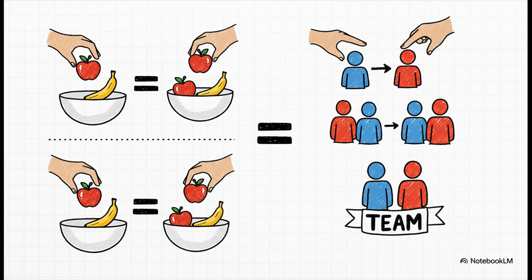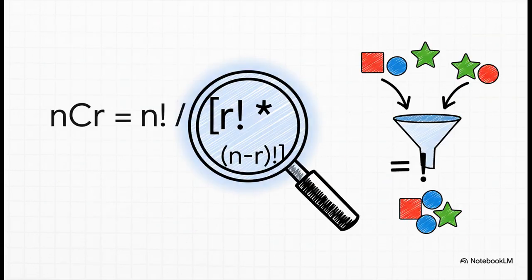Or, for you cricket fans, if we select Rohit and Virat for the team, is that different from selecting Virat and Rohit? No, it's the same team. And here is the formula for combinations. Now look closely. It looks a lot like the permutation formula, doesn't it? But there's an extra little part in the bottom. We're also dividing by R factorial. And why do we do that? Well, it's to get rid of all the different arrangements of the same group. We don't care about the order, so we divide them out.